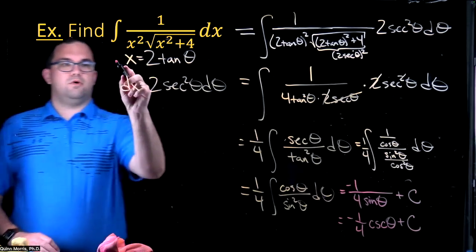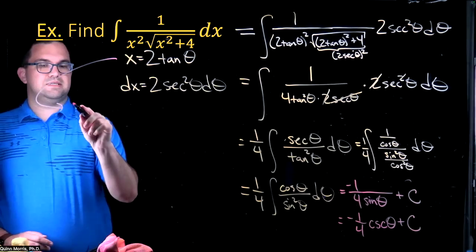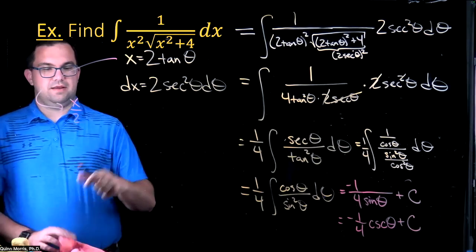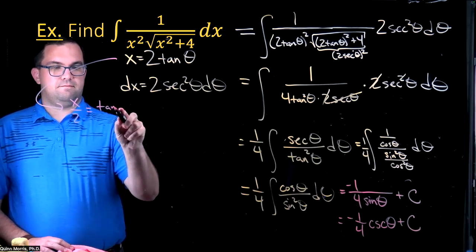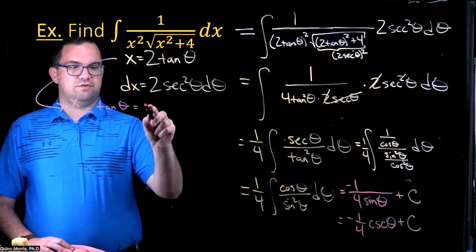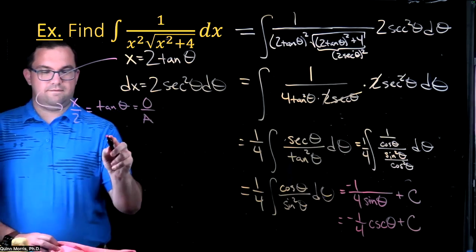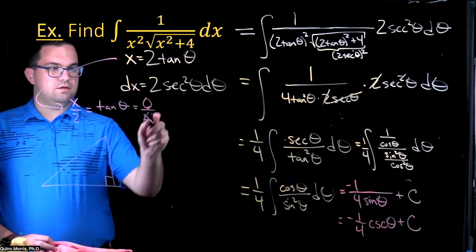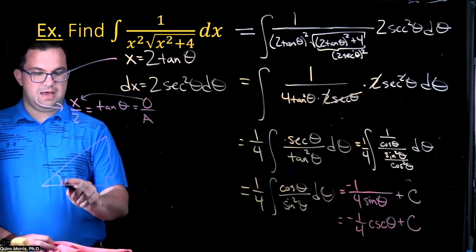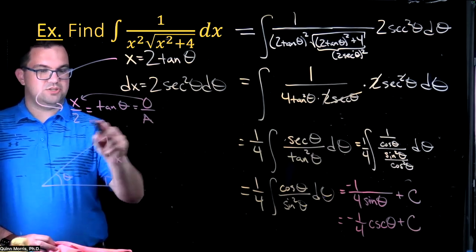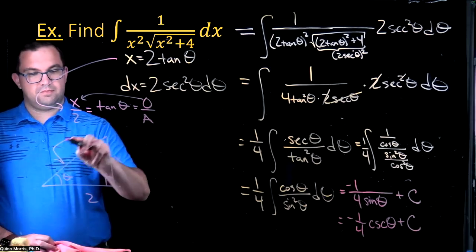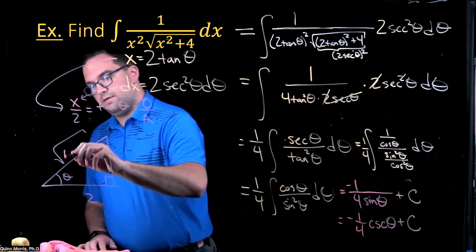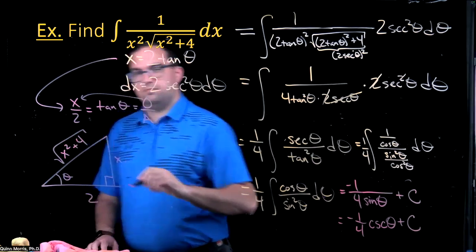All right. So going back to our problem here, this is the same as saying x over 2 is equal to tangent of theta. And of course, tangent of theta is opposite over adjacent. So when creating my reference triangle, I'm going to have my opposite side be x and my adjacent side be 2. My hypotenuse then, by the Pythagorean theorem, will be square root of x squared plus 4.